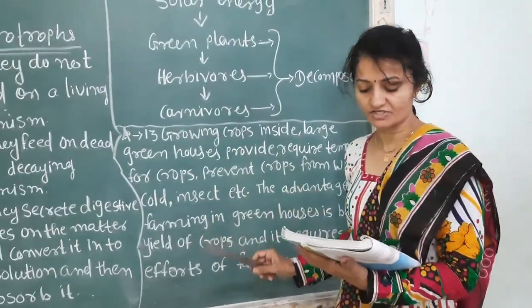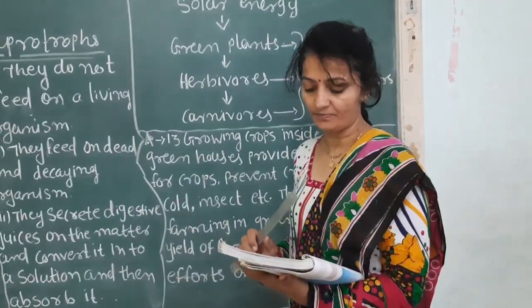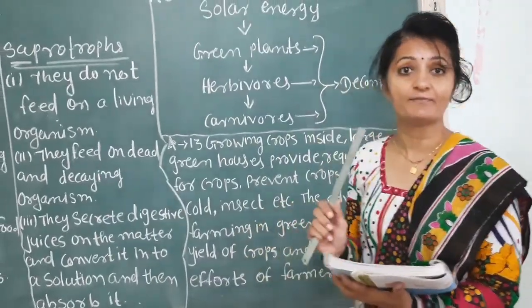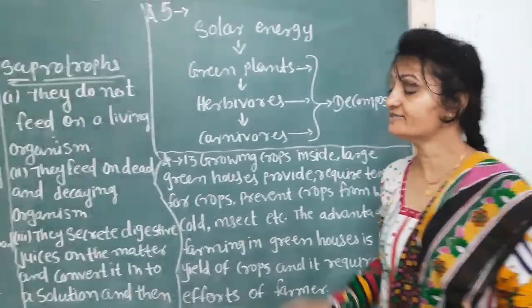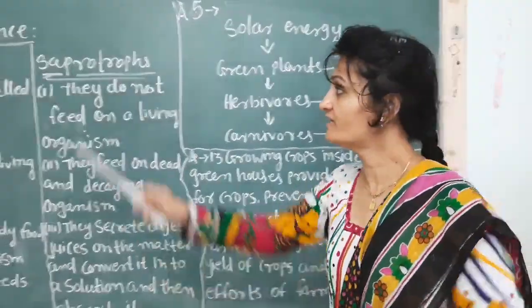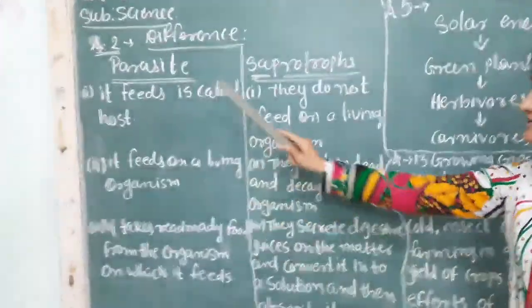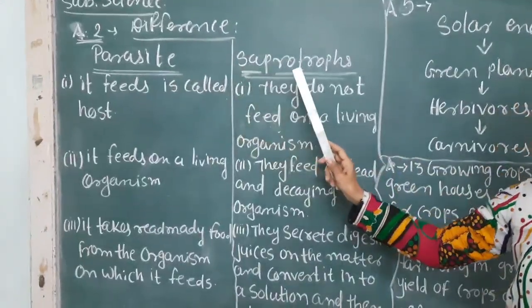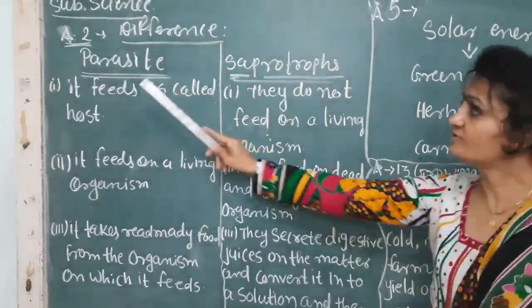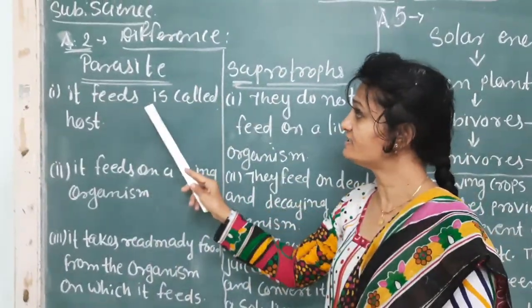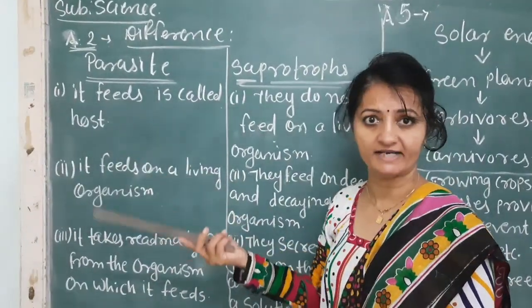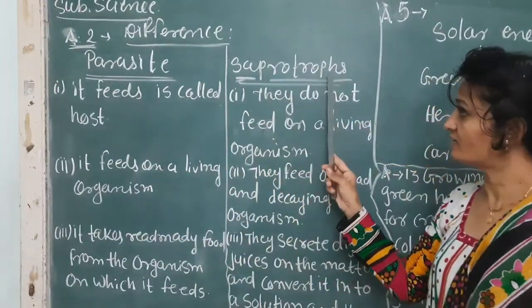Now second question. Distinguish between a parasite and a saprotroph. So what is the answer? That means it is the difference. तो मैंने यहाँ पे points लिख दिए. So what is the difference between the parasite plants and the saprotroph plants? So first is the parasite. It feeds on a host. You know that, right? And now saprotrophs.